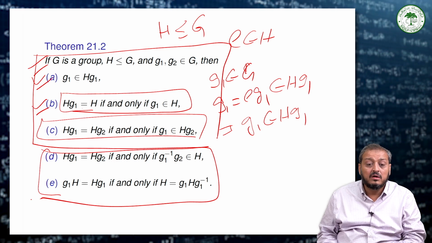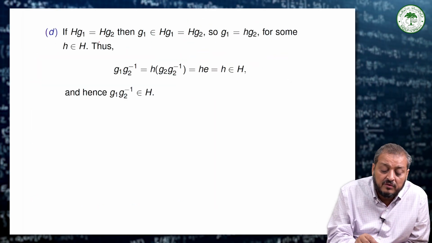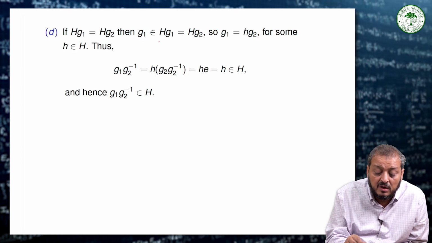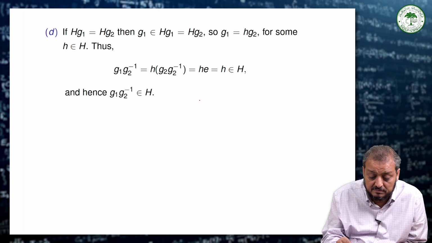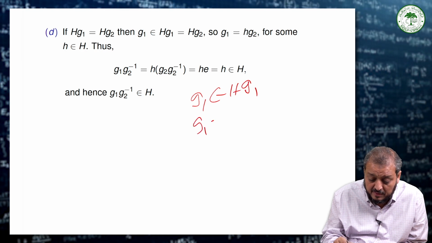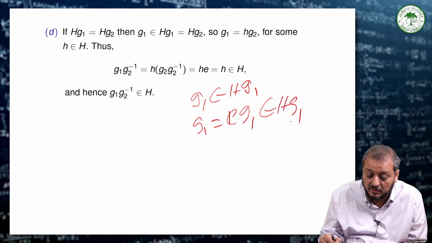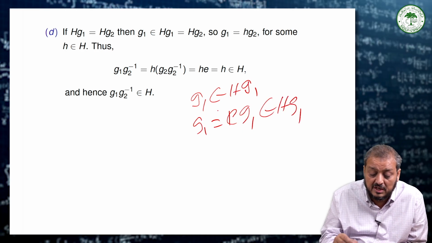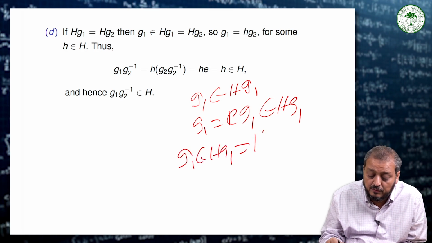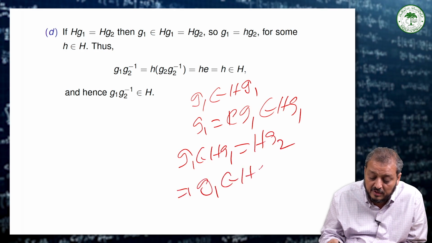We are given that Hg1 is equal to Hg2, and g1 is an element of Hg1. Clearly g1 can be written as e·g1, and e·g1 is an element of Hg1. So g1 is an element of Hg1, and Hg1 is the same as Hg2. This implies that g1 is an element of Hg2.